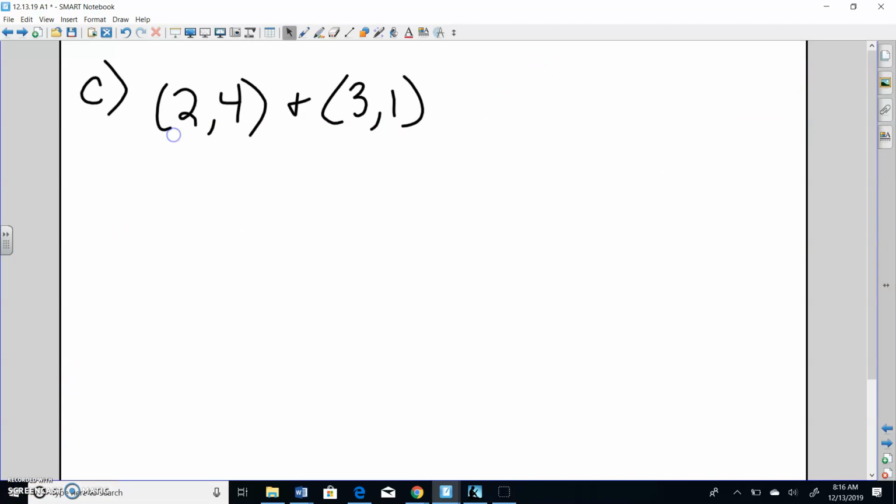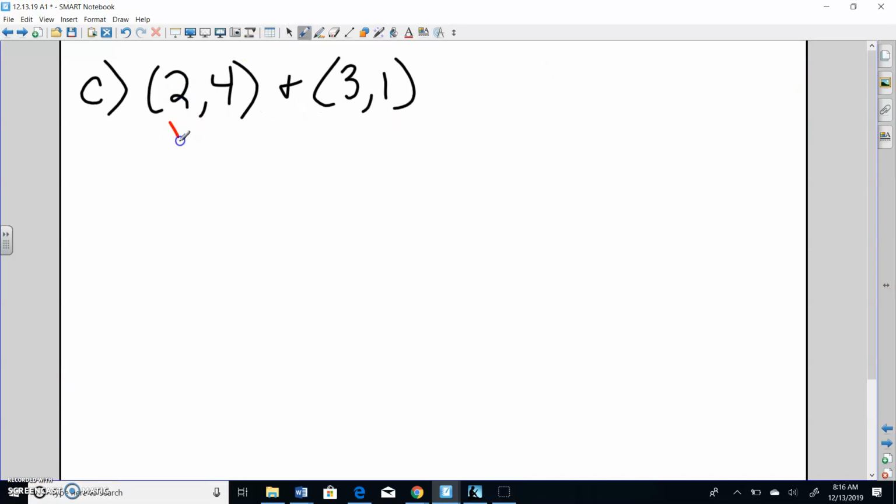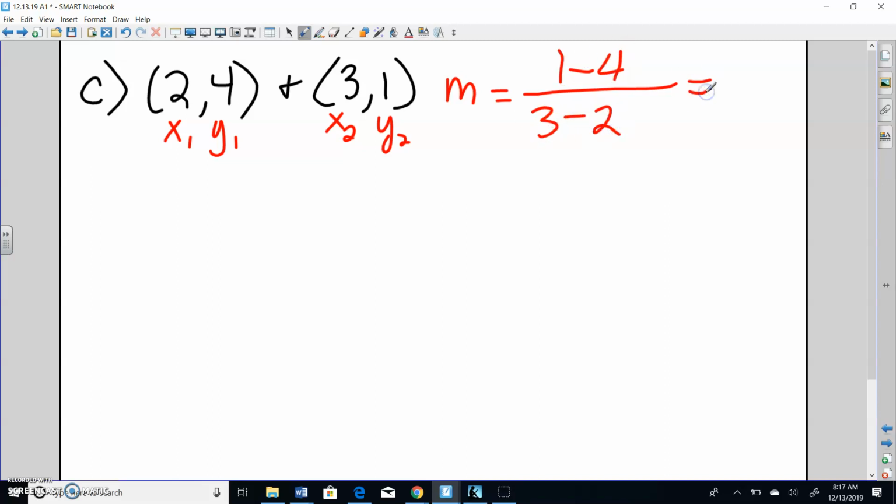This first point I'm just going to call x1, y1. Evan, what do I do next? Great, so what's that going to look like? What is y2 minus y1 on top? What am I going to subtract? 1 minus 4, 3 minus 2. So that gives me -3 over 1. So my slope is -3.